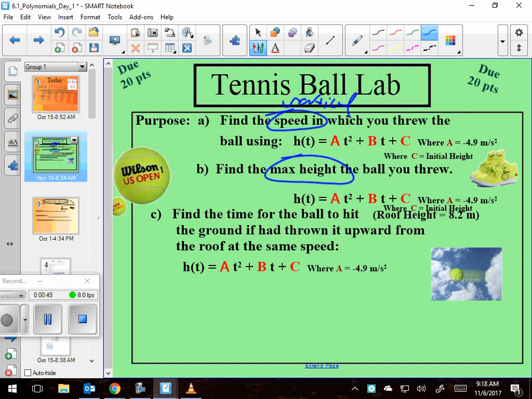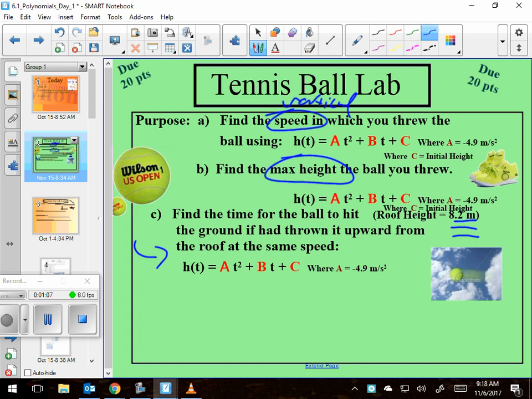There is a follow-up question. You don't need to include that in your purpose, but the follow-up question is about how, if you had thrown it off the top of the roof, and the roof height was 8.2 meters, they're obviously messing with you a little bit to see if you can deal with that parabola equation once its initial height got moved up.